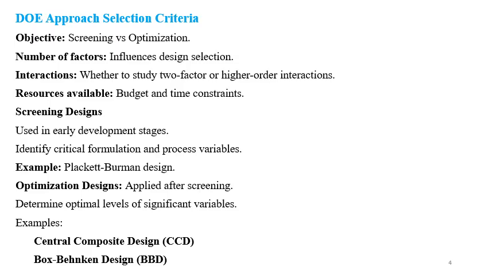Screening designs are used for early development and in the early R&D stages. Screening designs help to identify critical formulation and process variables. An example is the Plackett-Burman design. Optimization designs are applied for experimentation after screening is completed, to determine the optimal levels of the significant variables, like central composite design.